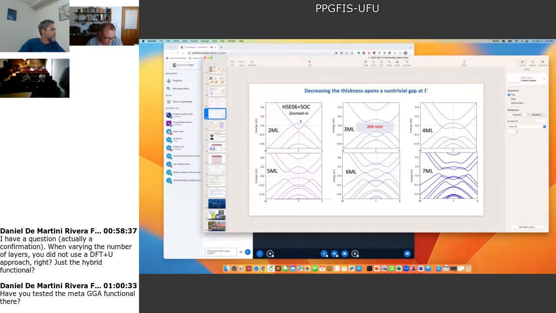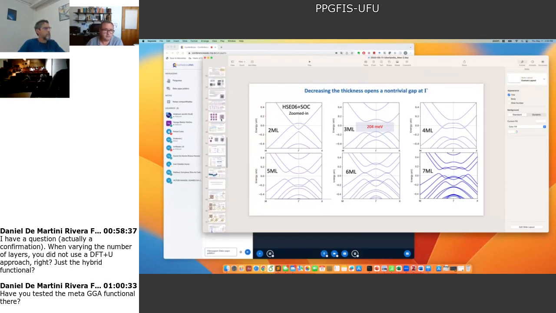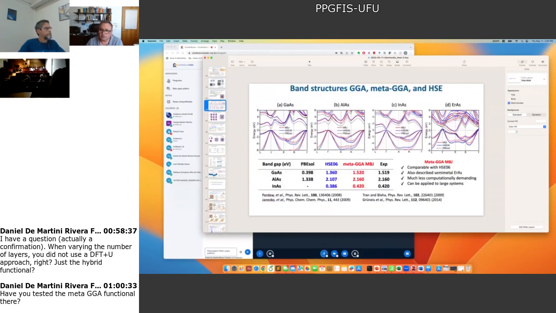So have you tested the meta-GGA functional there? That's another question from the same person. No, we did. The calculation for meta-GGA we did was only for the nanoparticles. If you look at the electronic structure of the erbium arsenide with HSE and meta-GGA in blue and red here, you can see they're almost on top of each other. So we say, okay, that's a win. We can go on and put this material as a nanoparticle inside the III-V matrix. The gallium arsenide is also well described with meta-GGA, but we didn't try describing the thin films with meta-GGA. We didn't.